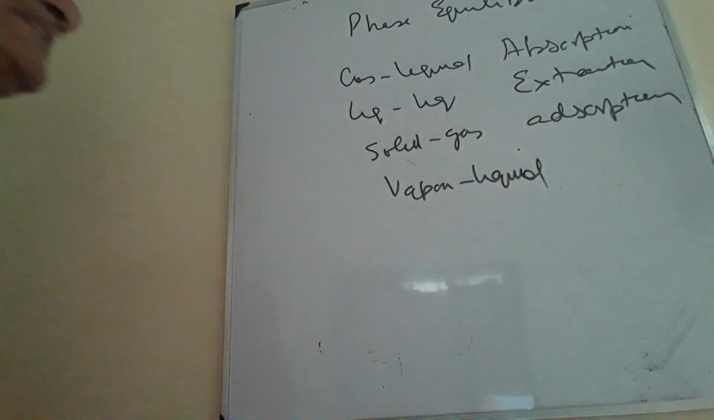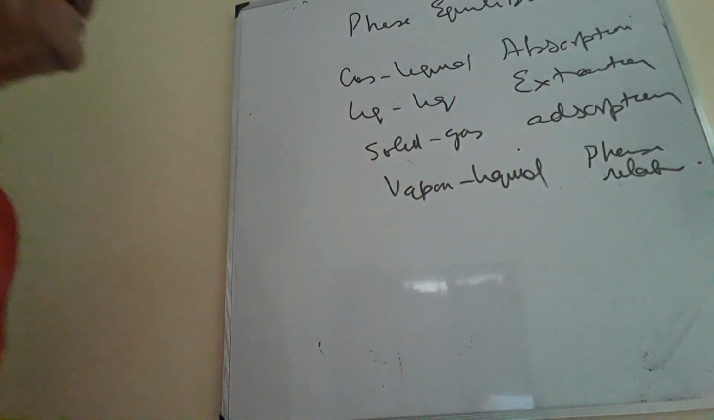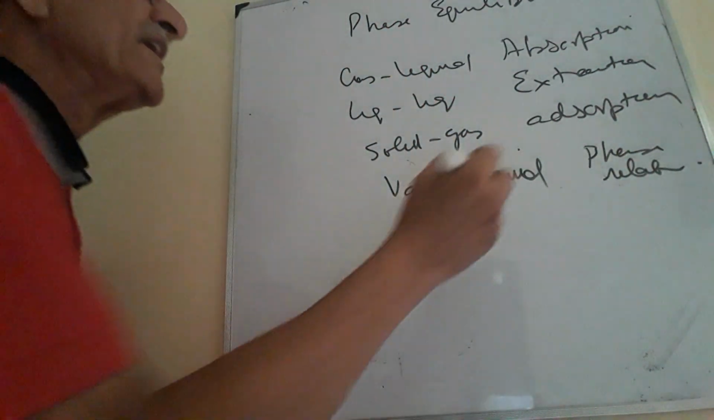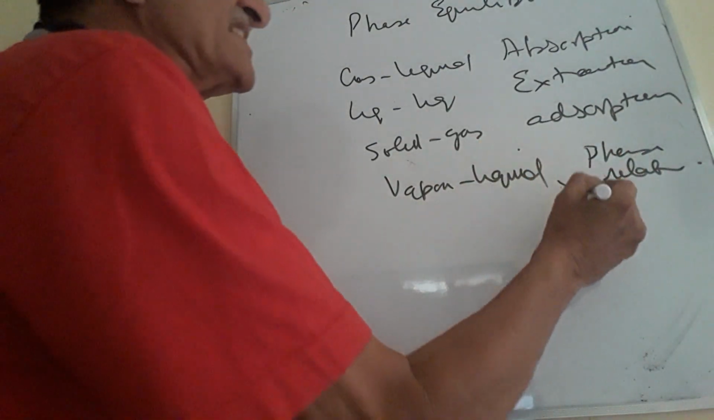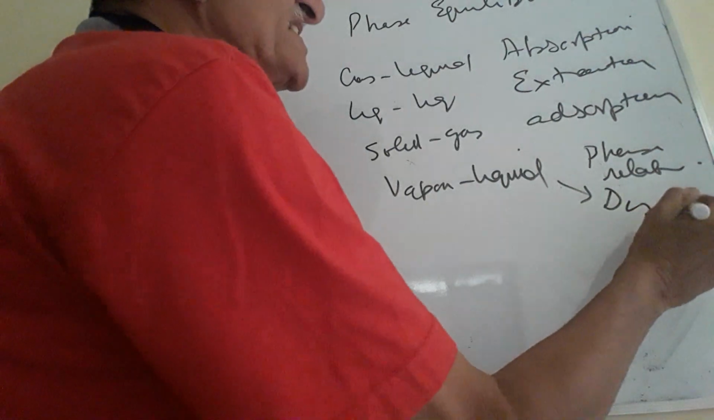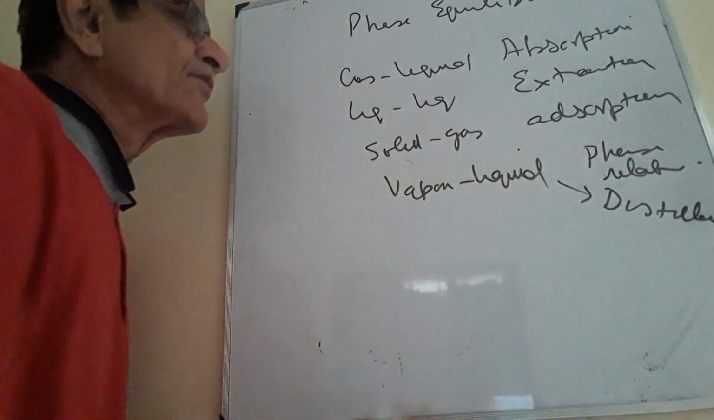Okay, vapor liquid phase relation. Now this is evaporation. This is what you are using in distillation. Vapor liquid is called distillation.